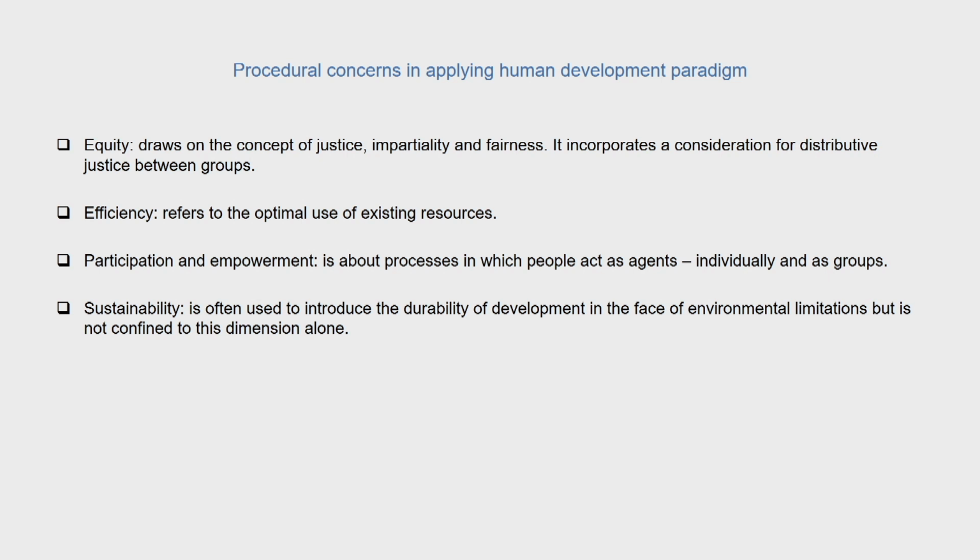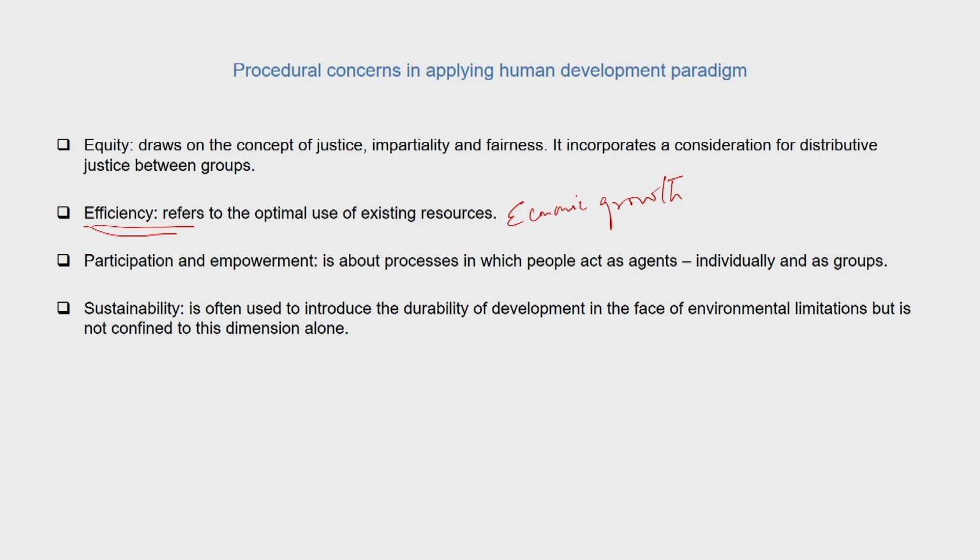Now, the efficiency criterion, most of you are aware of now, basically refers to the economic growth criterion. So, without spending more time on efficiency, let us look at the other three: equity, participation and sustainability. This concept of equity is different from the concept of equality, and it largely draws on the concept of justice, impartiality and fairness. So, it is more concerned with what is called distributive justice between groups of population, and in human development we seek equity in the space of people's freedom to live valuable lives.